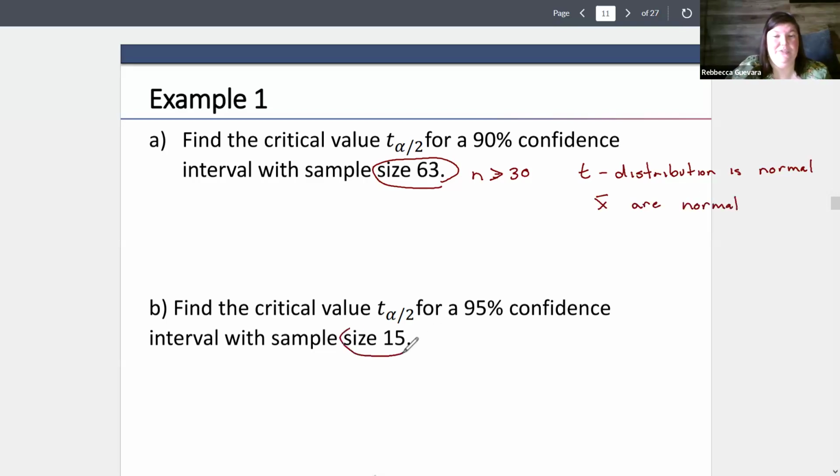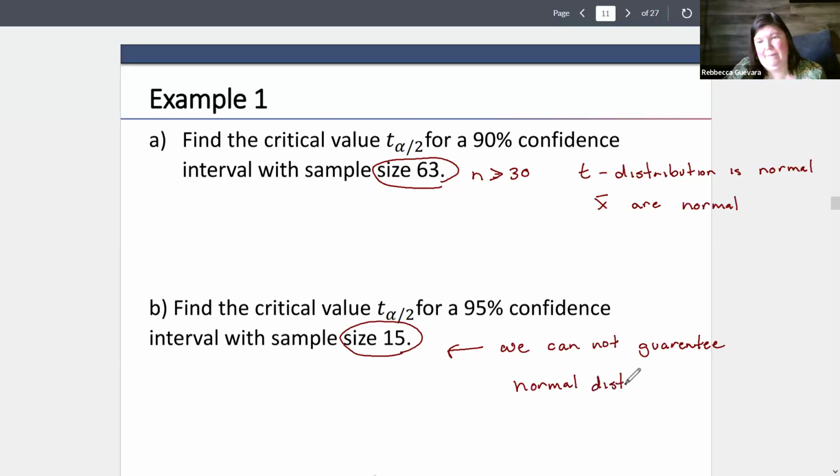Here we've got a sample size of 15. I can't guarantee normalcy. The distributions could be normal, I just can't guarantee it at that point. So that's just something to bear in the back of your head, that you always really need to check to see if things are normal before you even start trying to do any of this work.